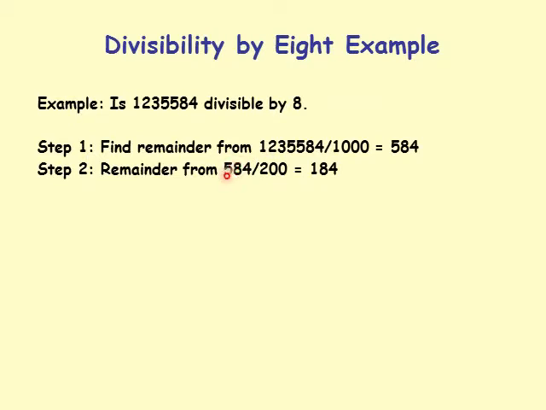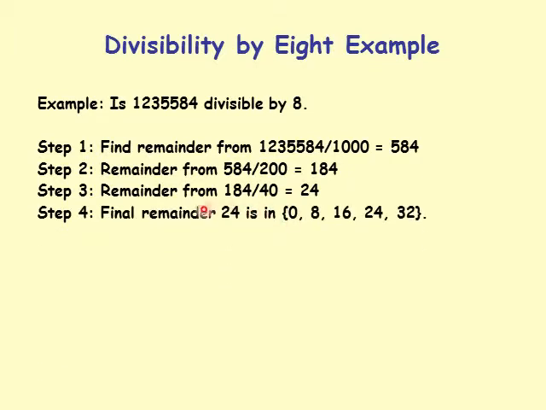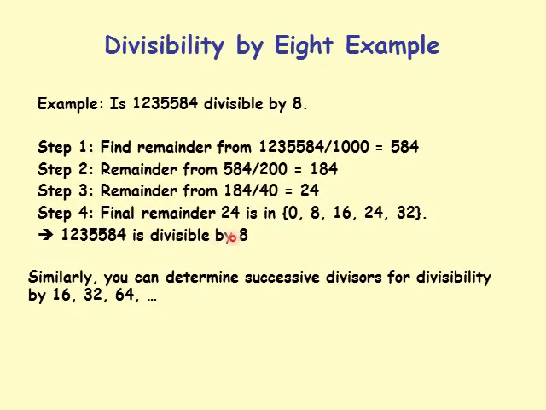Or we subtract 200 twice from 584, and I get 184 left. Next we divide this remainder by 40. If we take out 40 four times, we get 24 left. So I first divide by 10, then divide 18 by 4, and the remainder here is 24. 24 is in this list: 0, 8, 16, 24, 32. 24 is divisible by 8, so this number is divisible by 8.